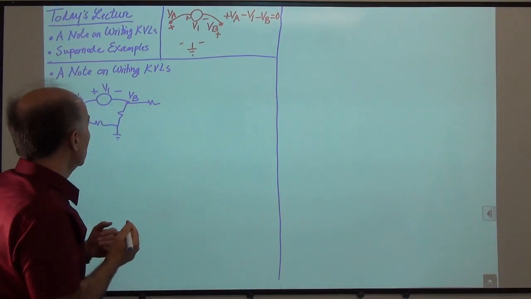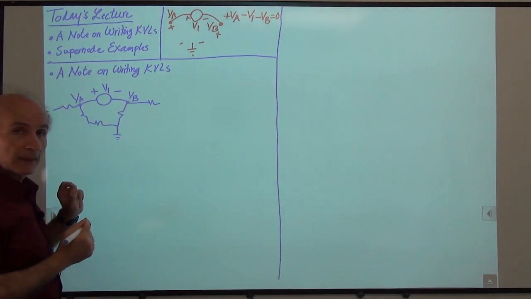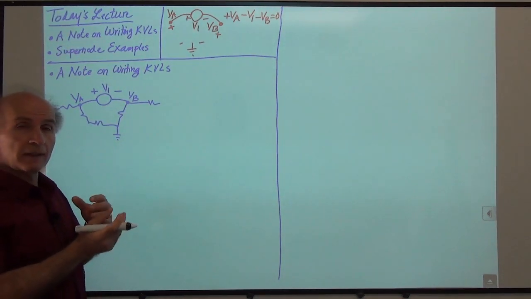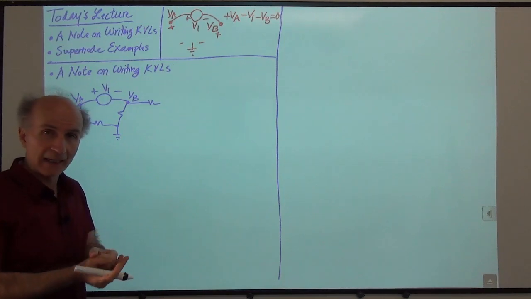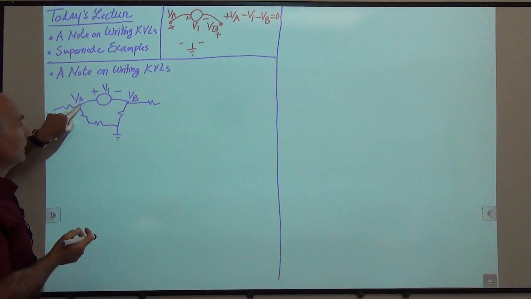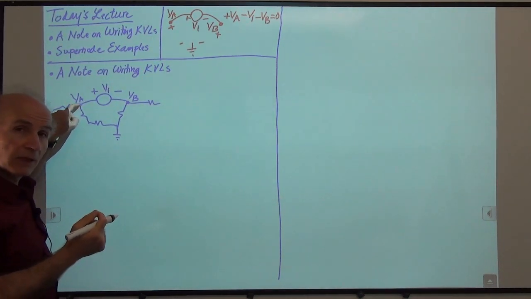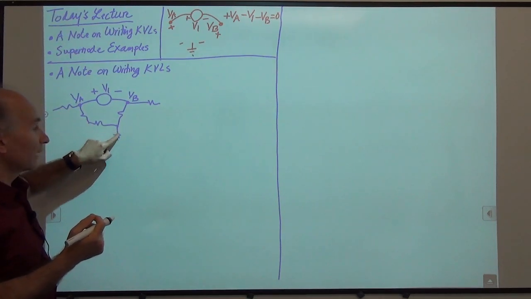All right, so I would like to write a KVL in terms of VA, V1, and VB. And I have to see which ones take a positive sign, which ones take a negative sign. Okay, so the key point here is that when I say this node voltage is VA, what I really mean is that it's VA volts with respect to ground.